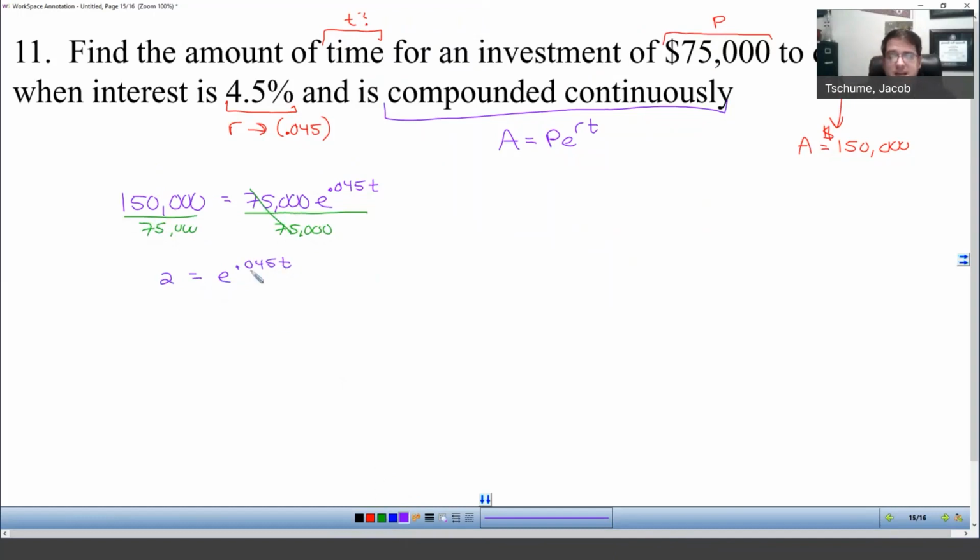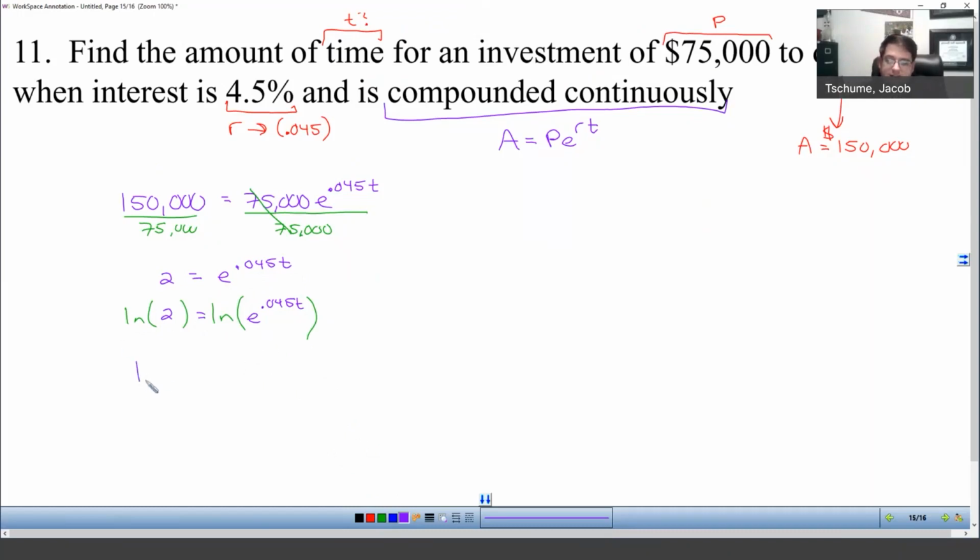Now, the challenge here is that this t is in the exponent of your base e, and we need to get it out of there. So the reason I went over those properties with you earlier is because I need to cancel this e or get rid of it. And the only way to do that is to take the natural log of this e. So I'm going to apply the natural log to the right-hand side. But if you do something to one side, you will have to do it to the other as well. So I'm going to also take the natural log of 2.